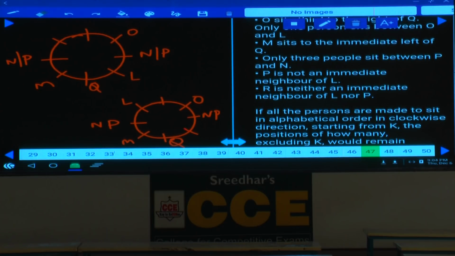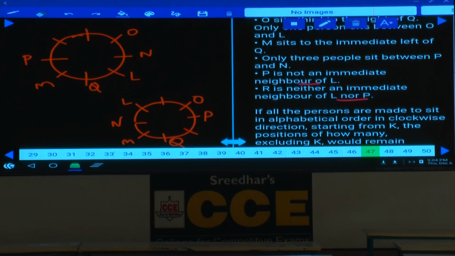P is not an immediate neighbor of L. As P is not an immediate neighbor of L, in the first case P cannot be here, then N will be here and P will be here. And P is not an immediate neighbor of L, P cannot be here, hence N cannot be here. Then what is the possibility here? Now N is at this place and P is at this place. Then R is neither an immediate neighbor of L nor P. R cannot be at this place, isn't it? As R cannot be here, R must be here.